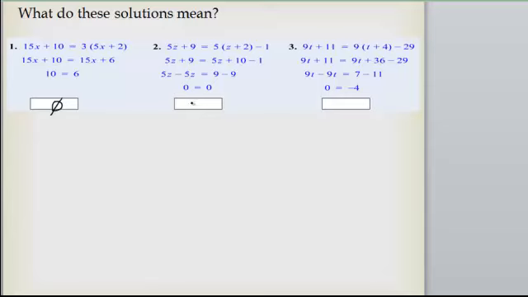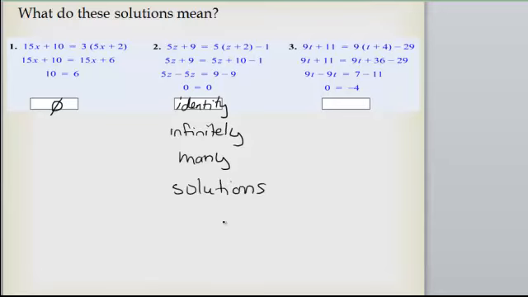Since it is true, you're going to have an identity. Since it's an identity, you have infinitely many solutions. Keep in mind, that's not the same thing as infinity. Infinity is not a solution. Okay, how about the last one? 0 equals negative 4. Is that true? No, this is a contradiction, so that is no solution.